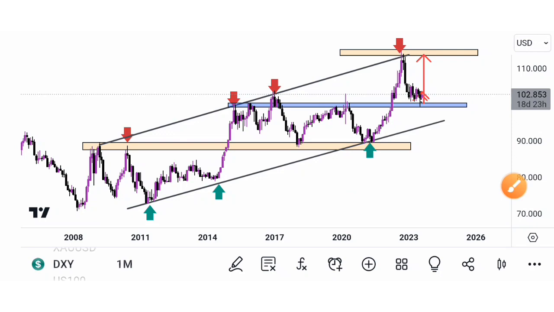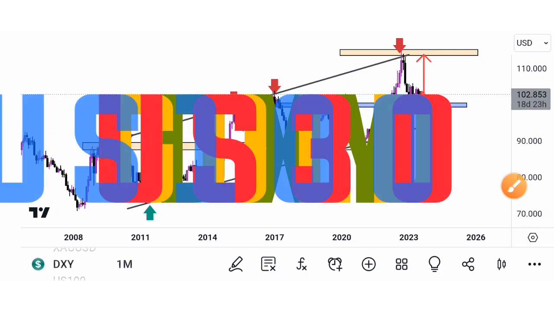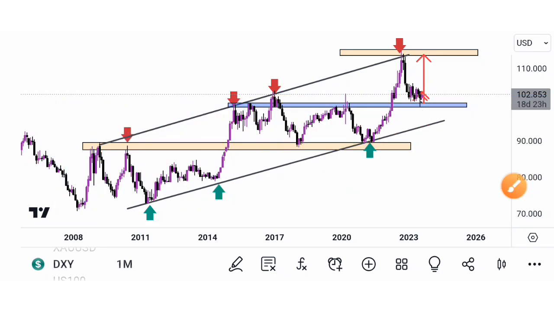Today I have for you guys the weekly analysis, and I'll be analyzing the dollar index, gold, US30 and US100. I'll start with the dollar index since it's first on the watch list, and as you can see from the get-go, I'm bullish on the dollar index. Now to explain why, it's easy, man.